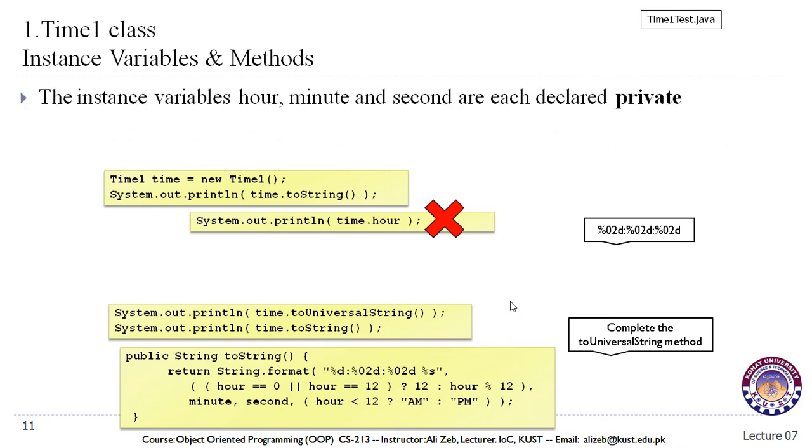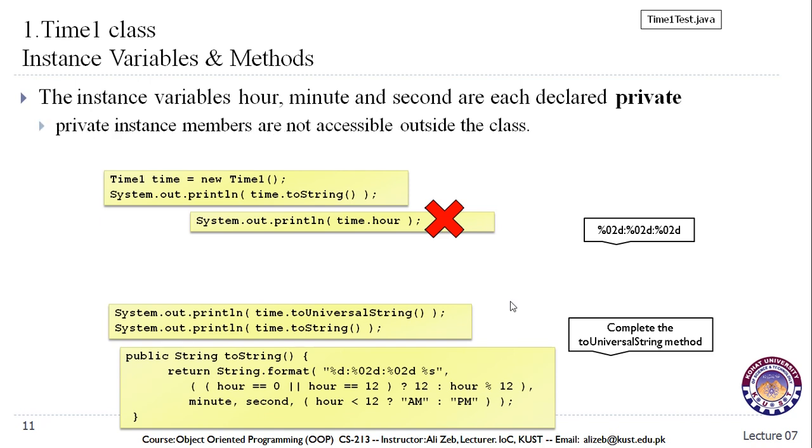Instance variables and methods. The instance variables hour, minute and second are each declared as private. Private instance members are not accessible outside the class. We understand that we cannot access our private instance members from outside of the class. For example, if we try to access this hour variable using this time object that is in another class, in the test class, we won't be able to do this.